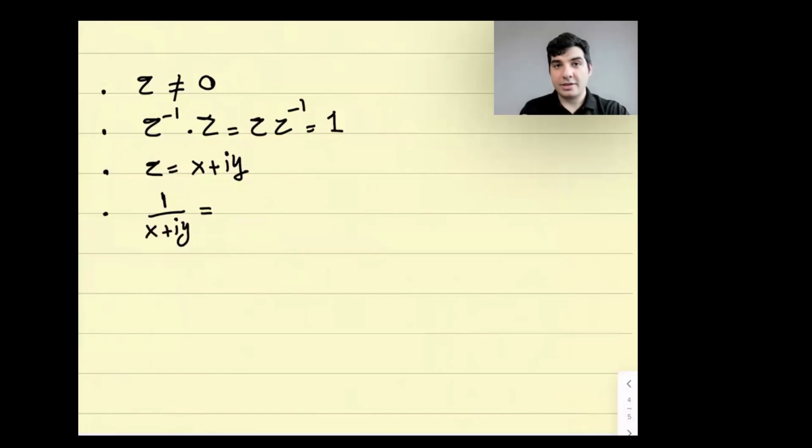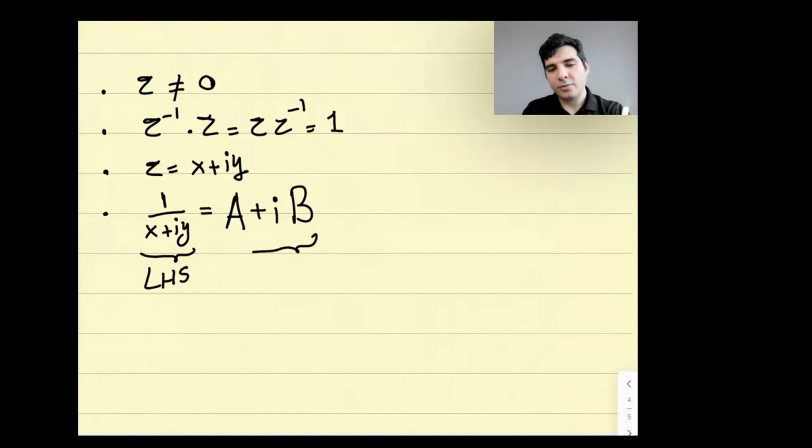But in order for this number to be a complex number, it should be some real number plus i times another real number. So we should be able to rewrite the left-hand side in the form of the right-hand side. So you should tell me what a and b are here. So this would hold. But anyways, you can do this.